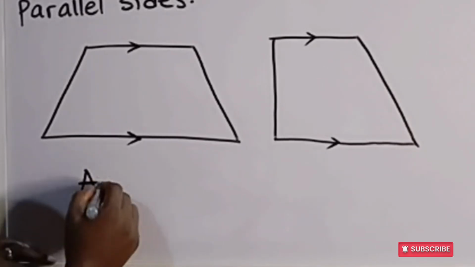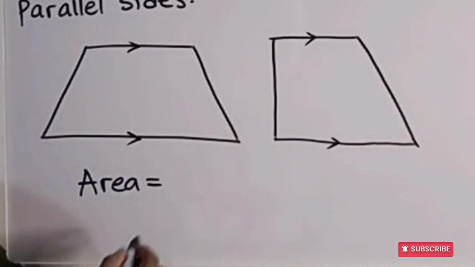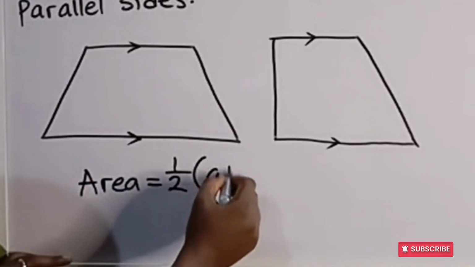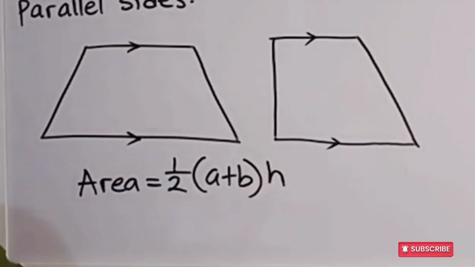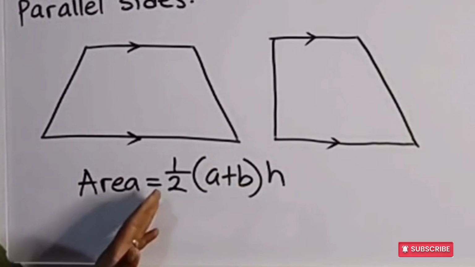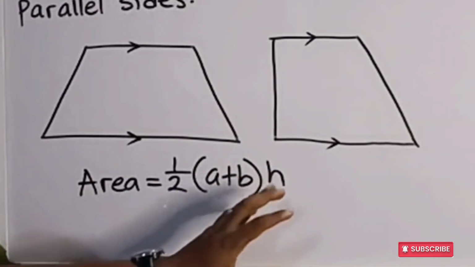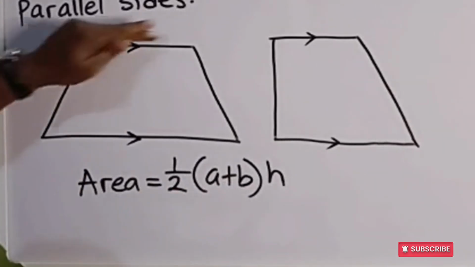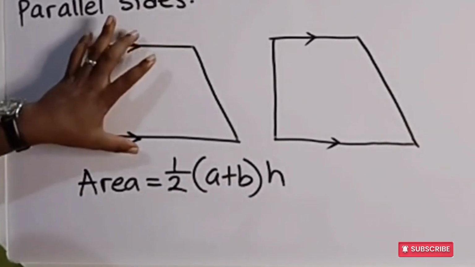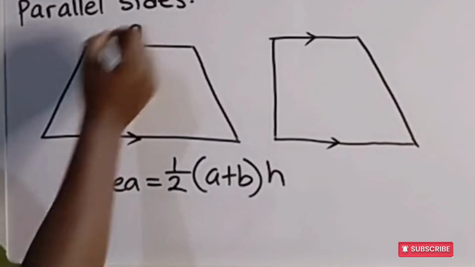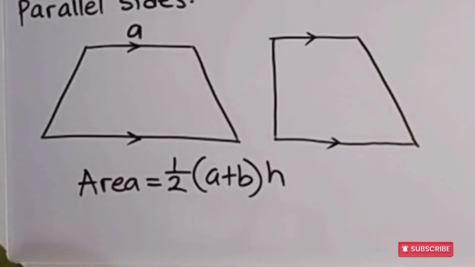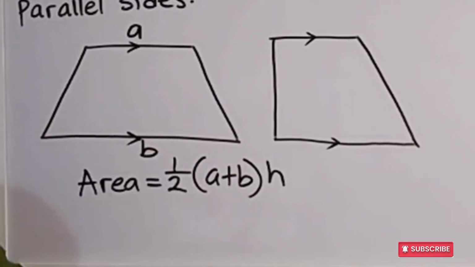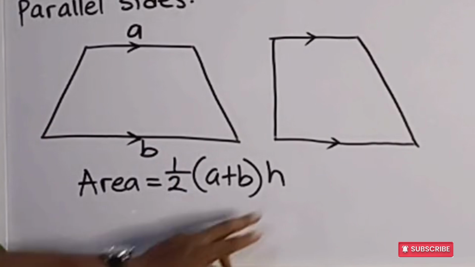Next is the formula for the area. The area is equal to half A plus B multiplied by the height. Now, what are these values? A is the shorter length of the two parallel sides. The longer length of the parallel sides, we call it B. And then what is our height?